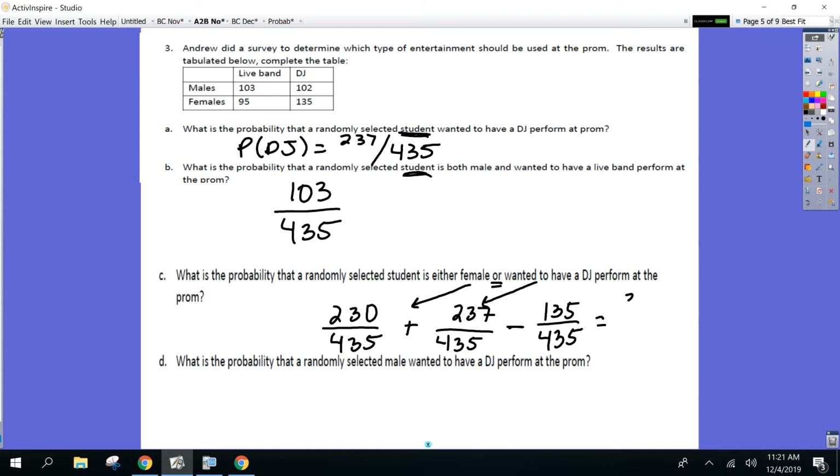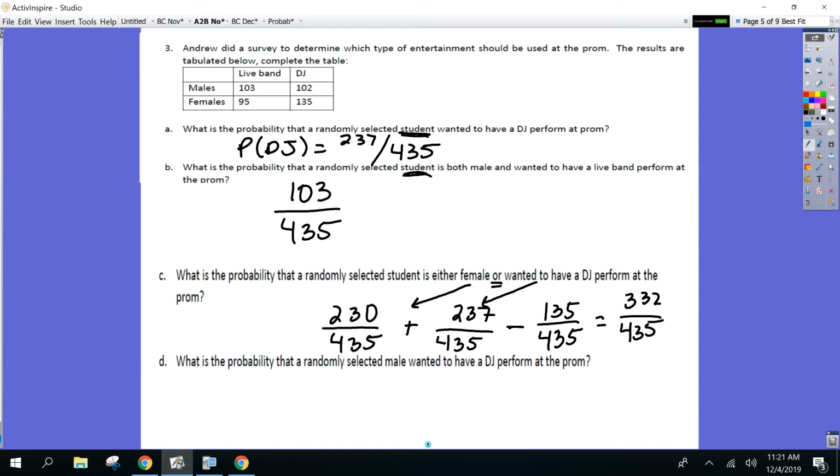332 out of 435. The only thing I worry about is the or. Make sure you add and subtract out what's in common if there is something.